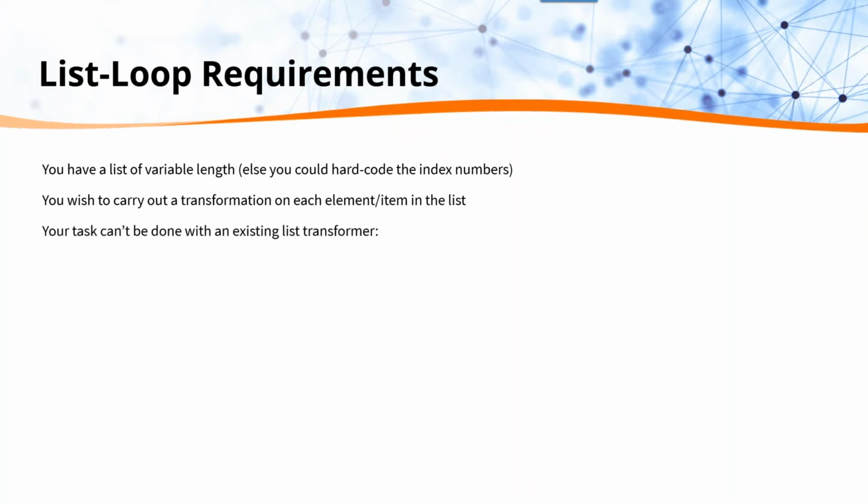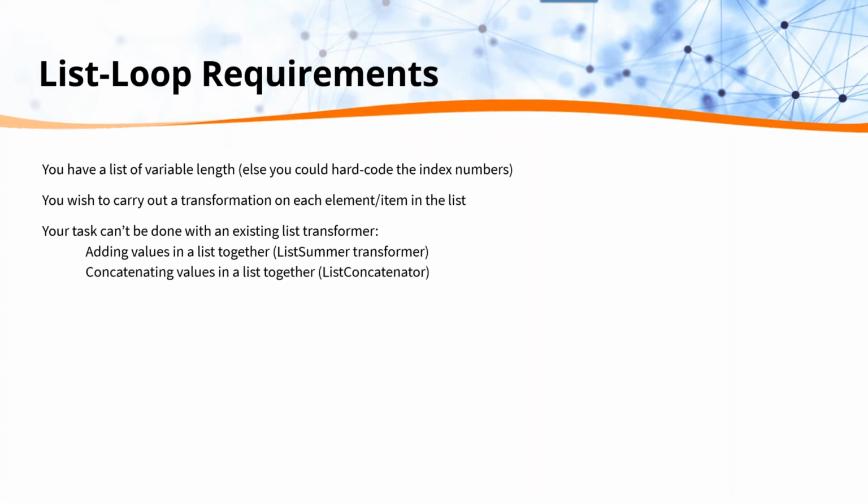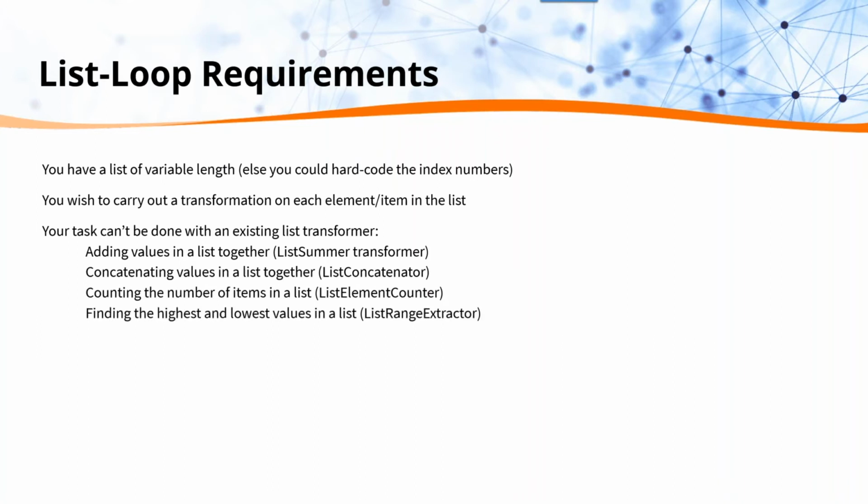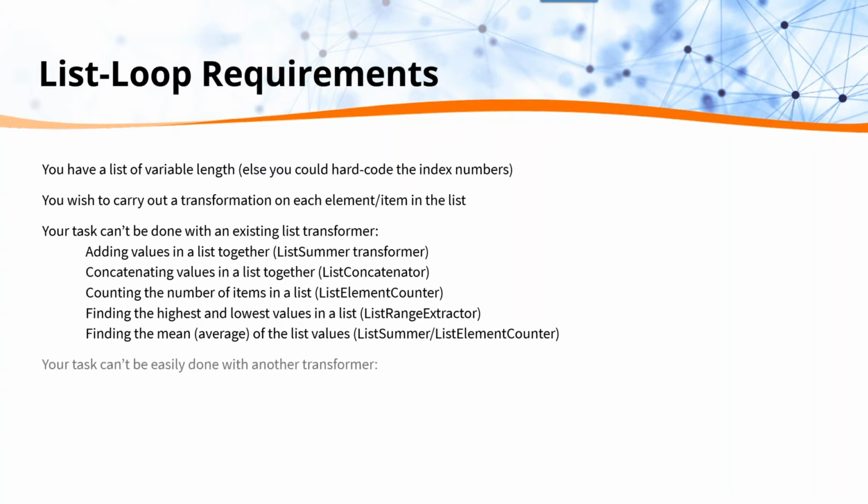We can't use an existing transformer. If you can use an existing transformer, then you don't need to create a loop. Like the list summer transformer will add values together that are in a list. List concatenator will join them together. List element counter, like I said, will count how many numbers there are there. You can find a minimum and maximum with the list range extractor. And then you can calculate other statistics like finding the mean value of the list by dividing the sum by the number of elements. It's pretty straightforward and very quick. So you need to have a scenario where you can't use those transformers.